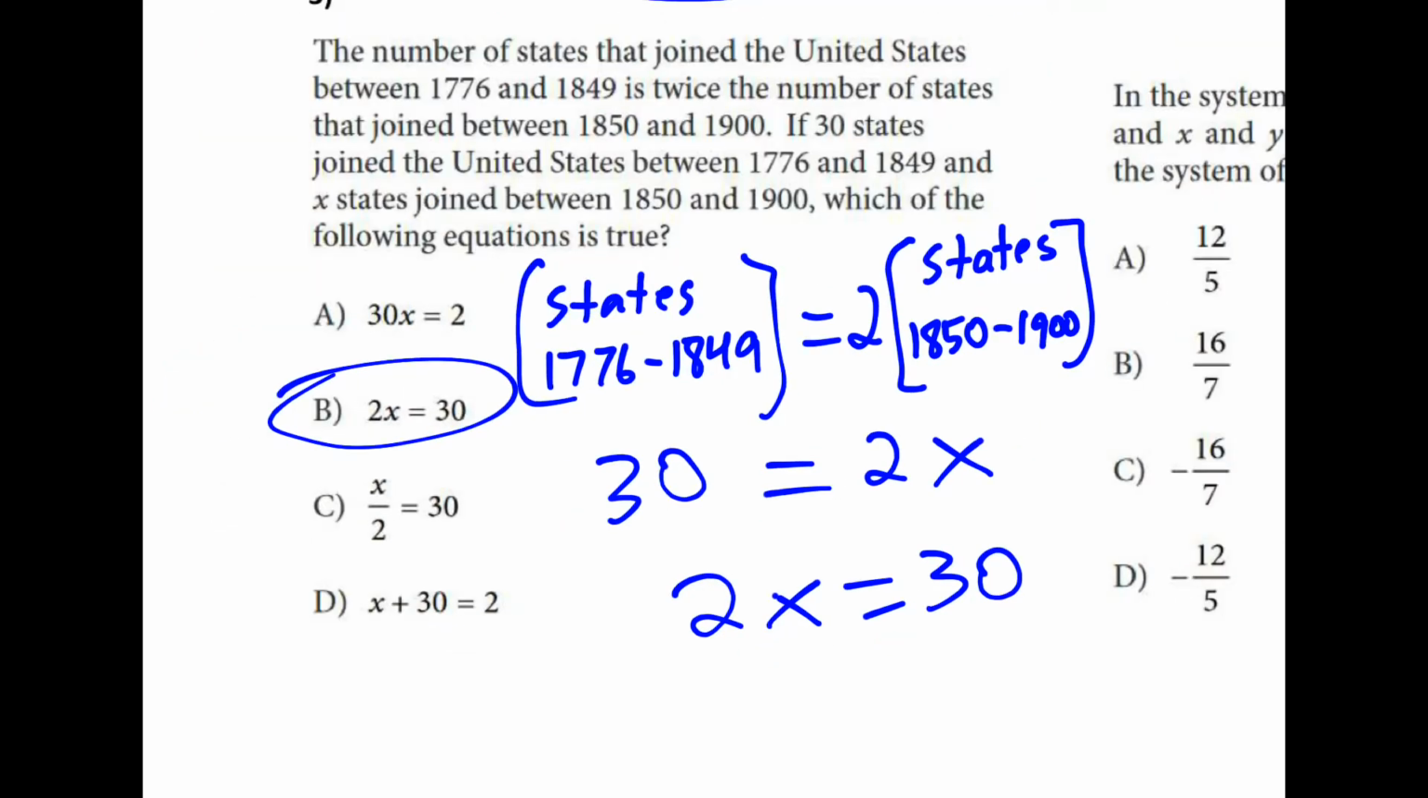If you weren't sure if you set up the initial equation right, you could plug in some numbers, like plug in 10 for one and 5 for the other. And does that say that this is twice the number of that when you multiply by 2? And are they equal? If they are, you probably set it up right.